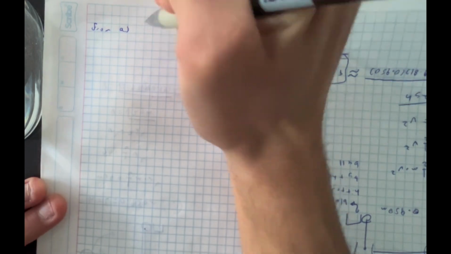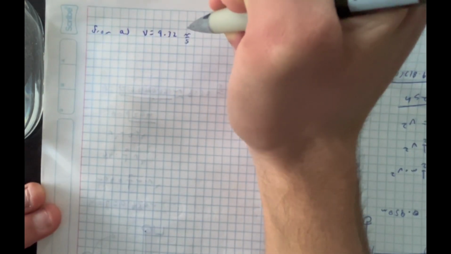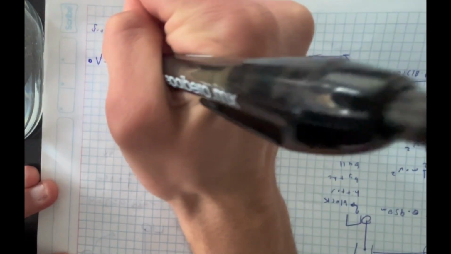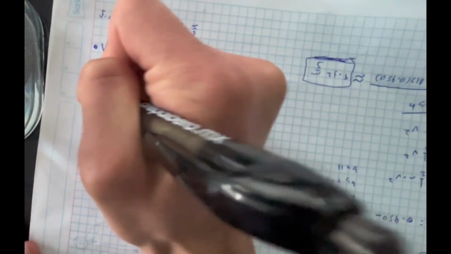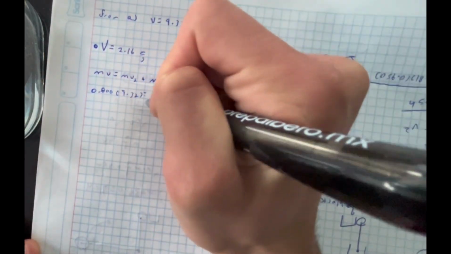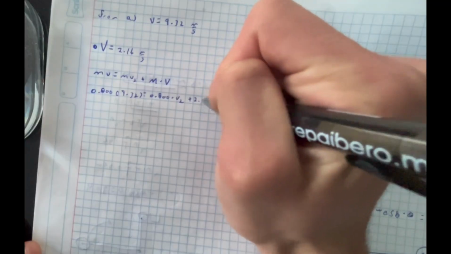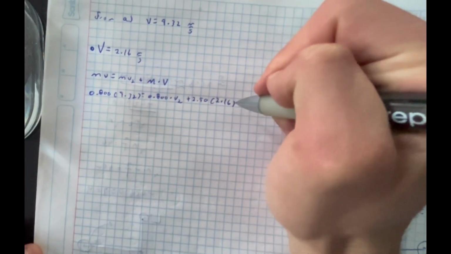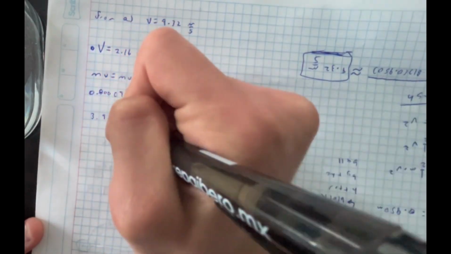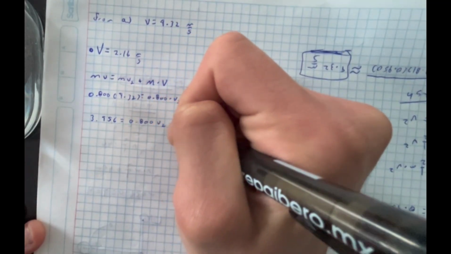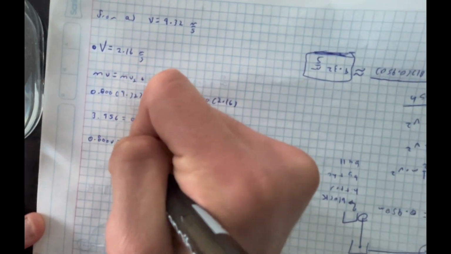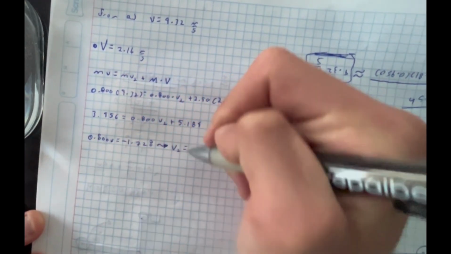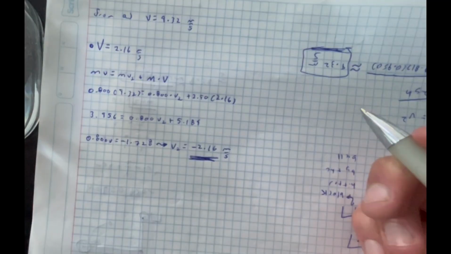Now, for part B, we prove that the collision is elastic using kinetic energy. Before the collision, the ball has a speed of 4.32 meters per second, and the block is at rest. After the collision, we are told the block moves at 2.16 meters per second. First, we find the velocity of the ball using conservation of linear momentum in the horizontal direction. Substituting the values and solving for the velocity, we get minus 2.16 meters per second. The negative sign shows the ball rebounds.